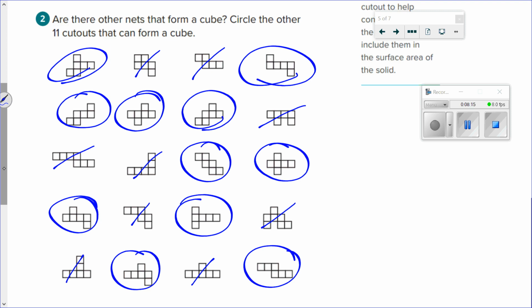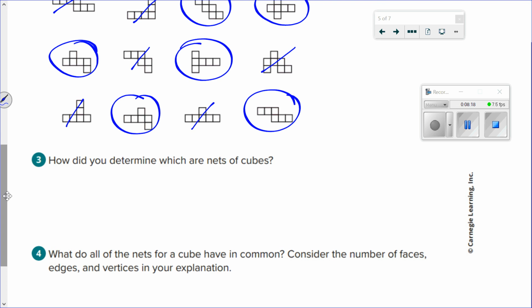Okay. So guys, let's look at this real quickly. How did you determine which are nets of cubes? What were you guys doing? What helped you figure that out? What process did you go through to see if it was a cube or not? Giovanni? Using your brain. How did you use your brain? What was your technique? What did you do? Good. So they had to have 6 faces.